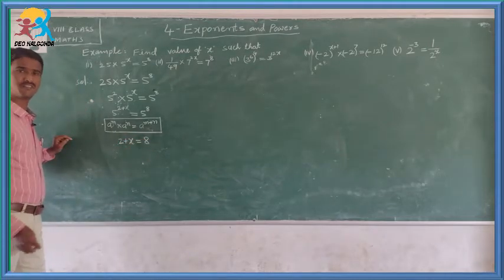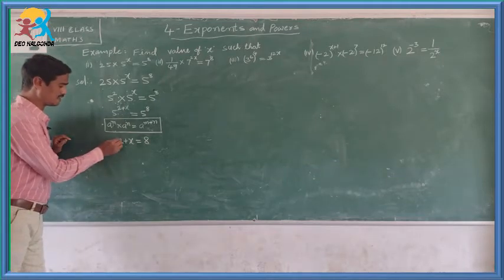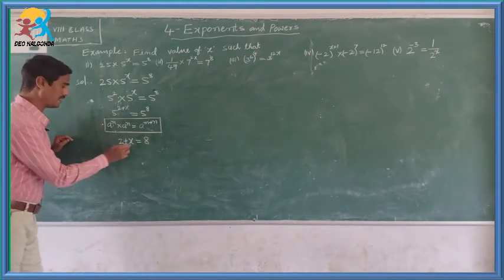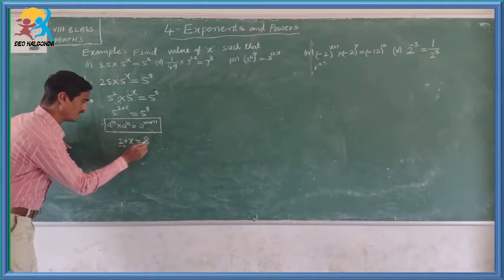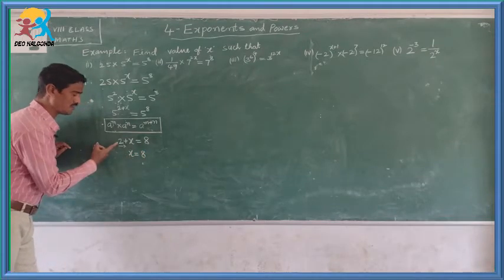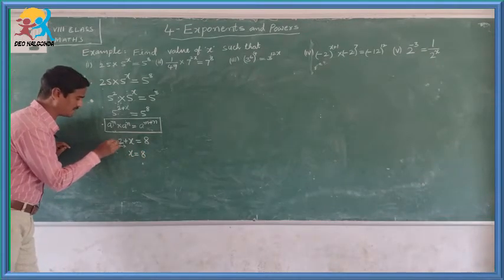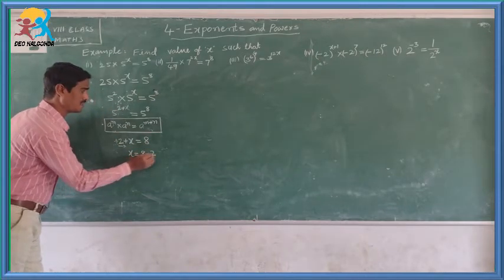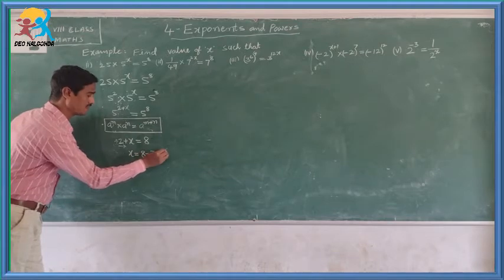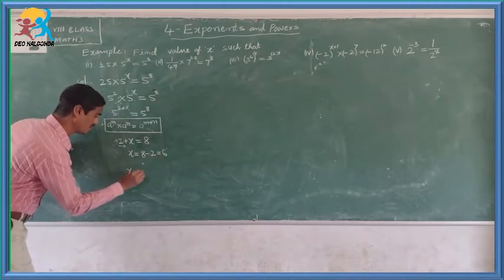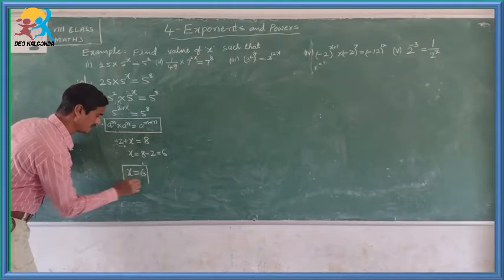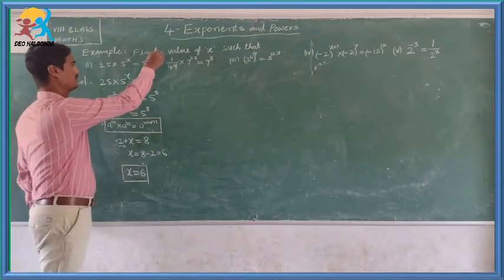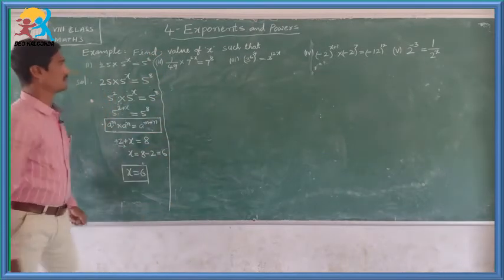This is a linear equation in one variable. We know the solution of this equation: transfer the 2 to the right side. Then the remaining is x, and on the RHS 8. The plus symbol transferred to the right side becomes minus. So x equal to 8 minus 2 equal to 6. So x equal to 6. This is the final answer. How easy, children? Yes or no? Go to the next problem.